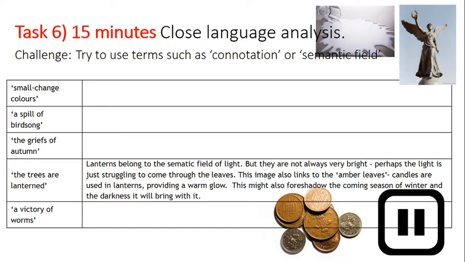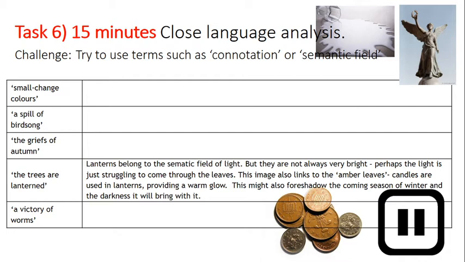So "the trees are lanterned" is the quotation. And then for the analysis, I thought what we could say is lanterns belong to the semantic field of light, but they're not always very bright. So perhaps the light is just struggling to come through the leaves. And then this also links to the quotation "amber leaves", because candles are used in lanterns, providing this really nice warm glow. So maybe by using this particular quotation, the poet might foreshadow the coming season of winter and the darkness it will bring with it. So this light is that last glow of the year before everything turns dark and dull.